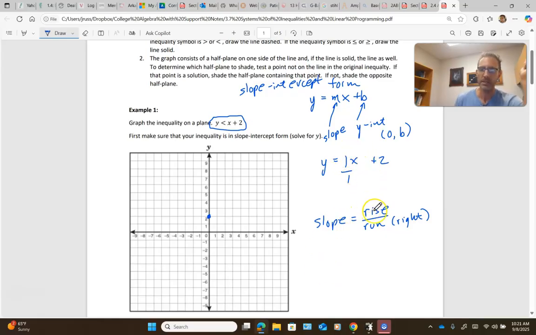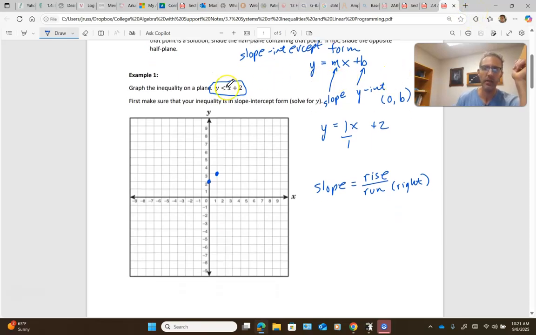If your slope is negative, you're not going to rise, you're going to fall, but you're still going to run to the right. So I'm going to start right here, and I'm going to rise 1 and run to the right 1, and it's going to put me right there. And that's how I find my second point. Then I can connect the dots. But because this is an inequality, I need to be careful in how I draw my line.